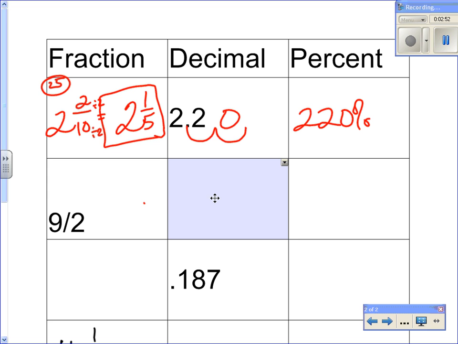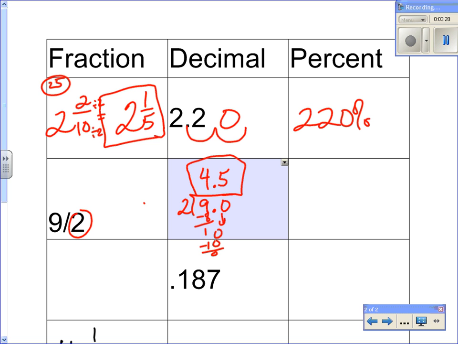Next one, 9/2 as a decimal. This is an improper fraction, so our decimal is going to be greater than 1. Okay, but we still do the same thing. Bottom goes on the outside, so the bottom of the fraction is 2. Top goes on the inside. 2 goes into 9 4 times. Minus 8 is 1. I add a decimal and a 0. 2 goes into 10 5 times. Minus 10 is 0. So I'm done.